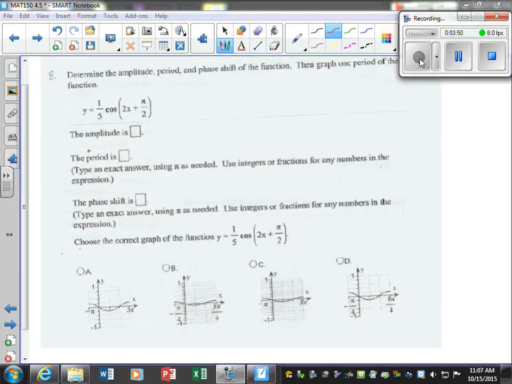Okay, let's try your hand at another one. This one has a little bit of everything. The only thing actually missing is a reflection. So amplitude, period, phase shift, and take your guess at the graph.